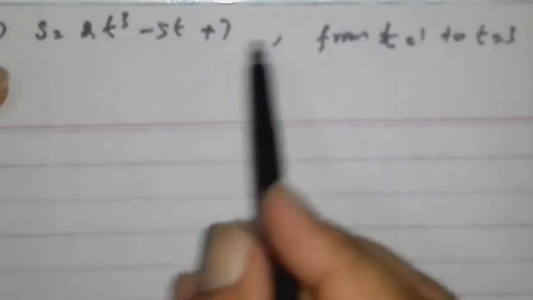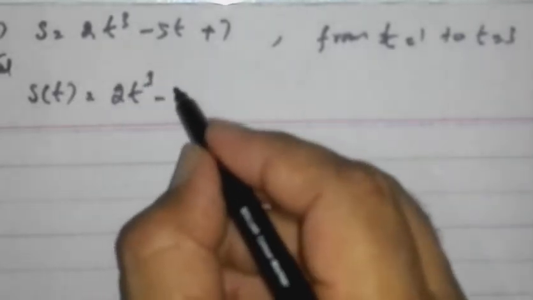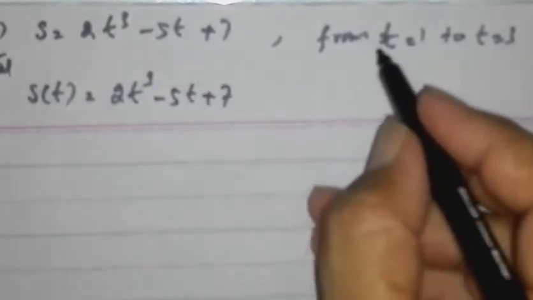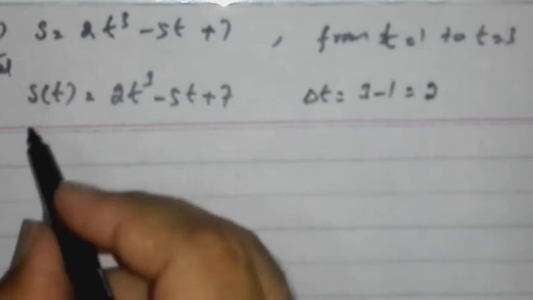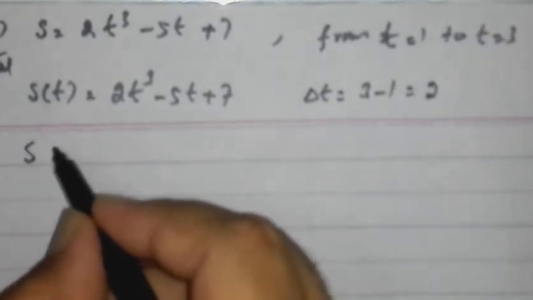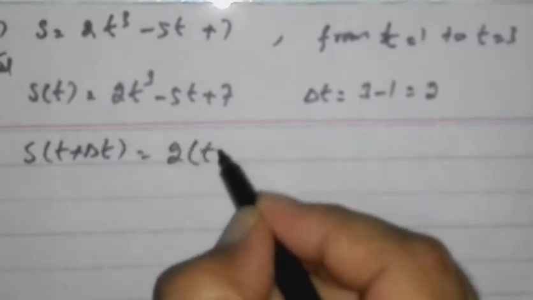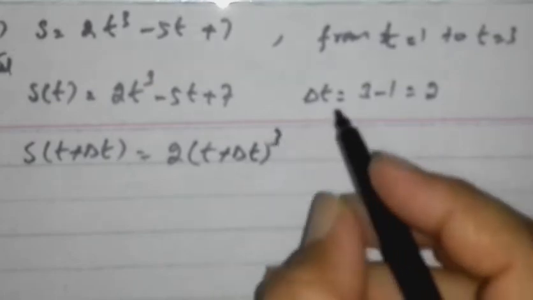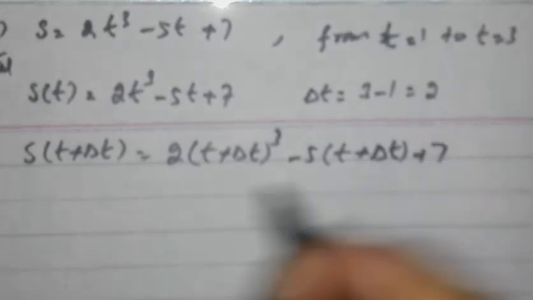Part C, S is the function of t. Solution: we can write it as S of t equals 2t cube minus 5t plus 7. Here we can find del t, which is 3 minus 1, 2. Now add the increment here. S of t plus del t equals 2 times t plus del t cube minus 5 times t plus del t plus 7.